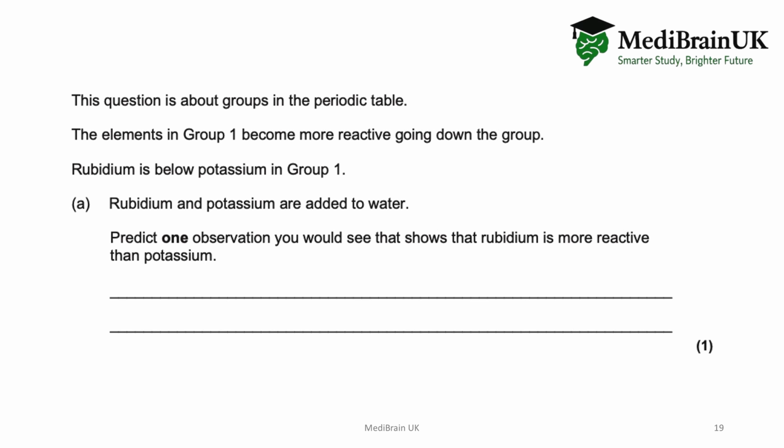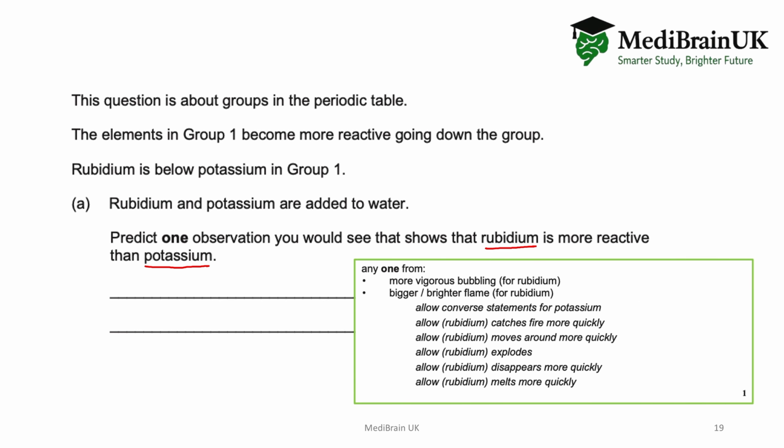Now, an exam technique that you can see over here, you need to show that rubidium is more reactive than potassium. So if you say fizzing or bubbling, that won't be enough. You have to say that rubidium will fizz more than potassium, or you will see a brighter flame with rubidium than potassium. You would see more bubbles, more of a vigorous reaction with rubidium compared to potassium, because you are showing not just an observation, you are showing how that observation proves that rubidium is more reactive than potassium.